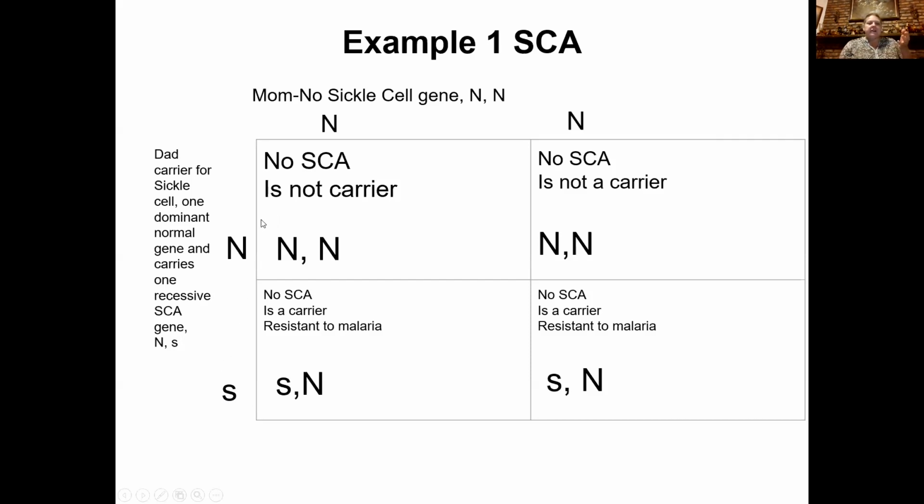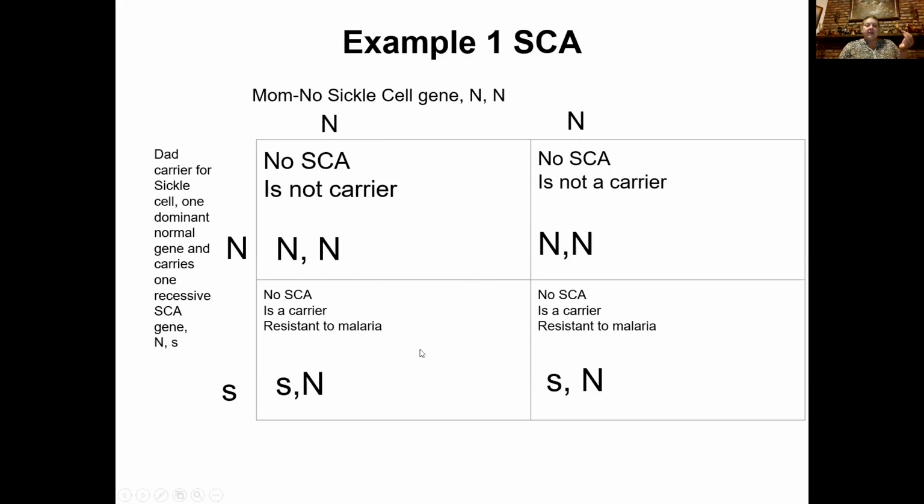So let's take a look at these first kids. First kid is getting a normal gene from dad, normal gene from mom. This child does not have sickle cell anemia and is not a carrier for the disease. In other words, they do not have the genes to pass it down to their children. Let's look at this child. We got another normal one here, normal one here. This child, no sickle cell anemia, is not a carrier, cannot pass it down.